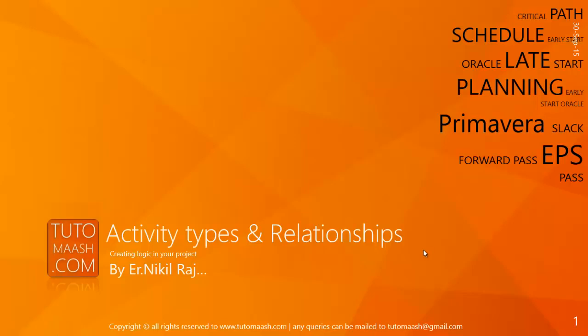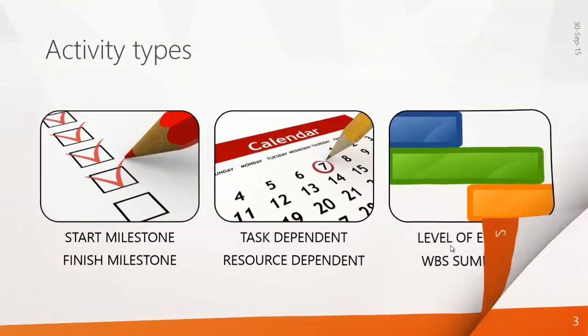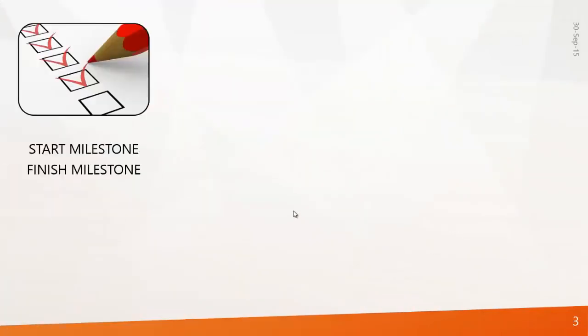In previous videos, we have discussed how to create projects, WBS and activities. In this video, we will see the types of activities and their relationships. Here we go. In Primavera, there are 6 types of activities. There are milestone activities, dependent activities, level of effort and WBS summary.